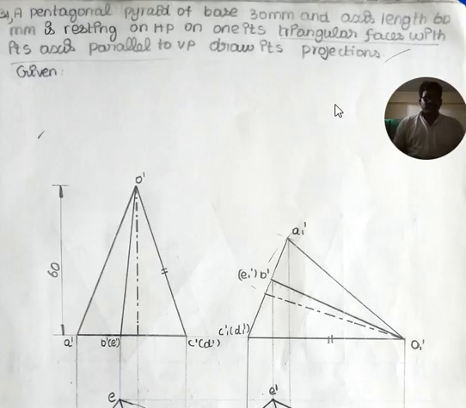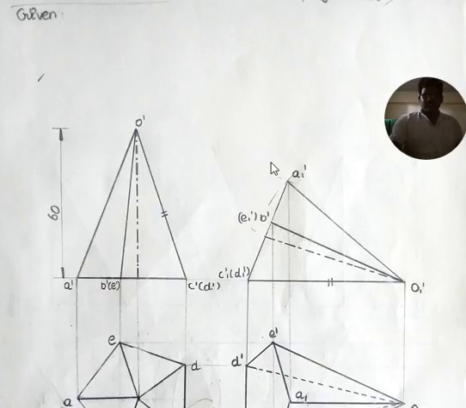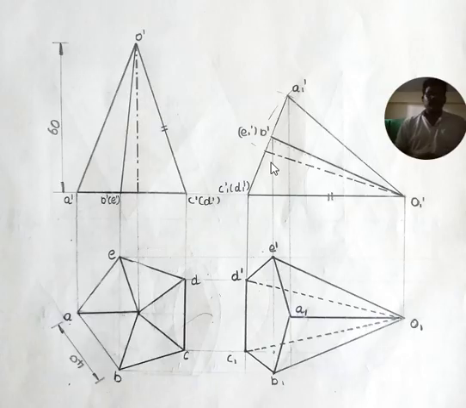When the base of the pentagonal pyramid is resting on the horizontal plane, with the axis perpendicular to HP and parallel to VP, we have to draw both views, top and front. Which one do we draw first? We have to draw the top view. Why? Because when the base is resting on the horizontal plane, the true shape of the base of the pentagonal pyramid will be visible to the observer in the top view. So first we draw the top view, and from the top view we go for the front view.